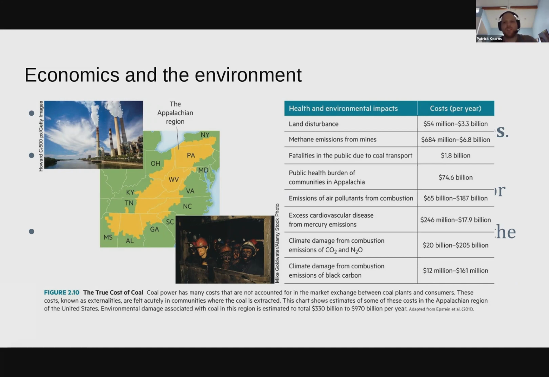Now, let's look at some of these costs. So we can look at land disturbance. The cost per year ranges pretty heavily from 54 million upwards of 3 billion. Methane emissions from the mines are pretty expensive, leading to pretty high numbers. Fatalities due to coal transport, which is lots of money. Public health burden, huge amounts of money.